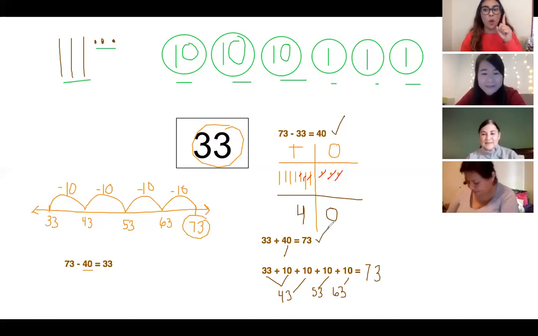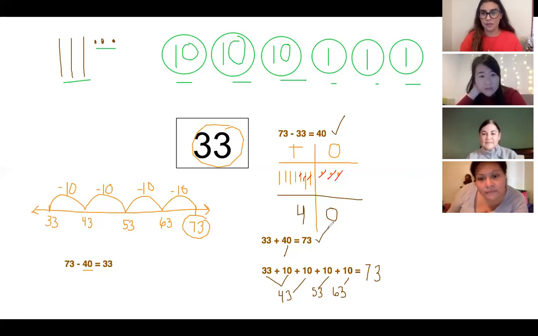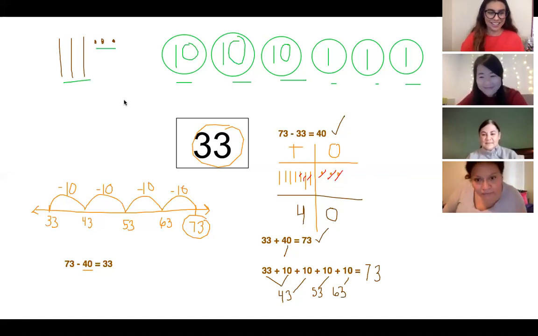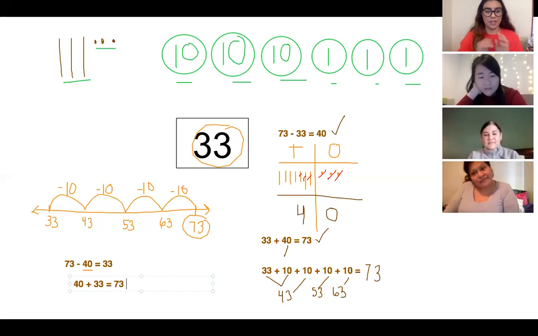So we still have one more addition sentence we can create with 33, 40, and 73. Does anyone have an idea of what it can be? Ms. Rosales? So you can say 40 plus 33 equals 73. And remember, we're mathematicians. We always want to check our work. So what strategy, Ms. Rosales, can we use to make sure that this is a true number sentence?